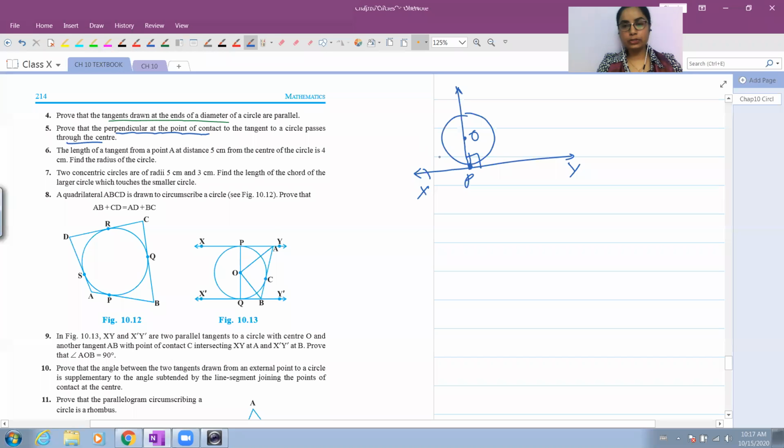There are two ways this question can be done. Maybe you have done it already. One is by the proof of contradiction, by the method of contradiction. That's what I'm going to do. The second one is alternate segment theorem, which directly proves that this angle here is 90 degrees.